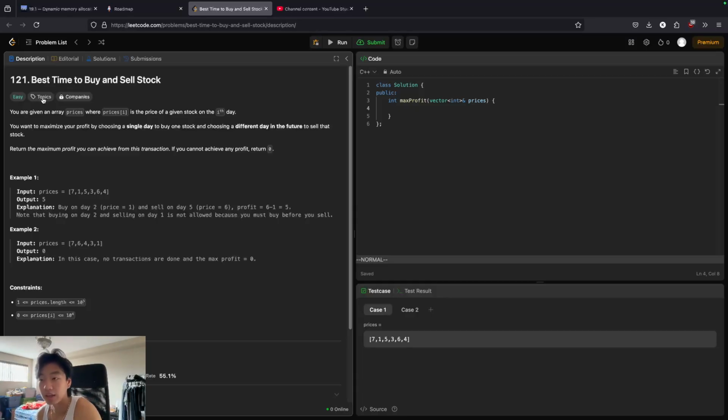In this problem, we're given an array of prices where prices[i] is the price of the given stock on the ith day. You want to maximize your profit by choosing a single day to buy one stock and choosing a different day in the future to sell that stock. Return the maximum profit that you can achieve from this transaction. If you cannot achieve any profit, then return 0.